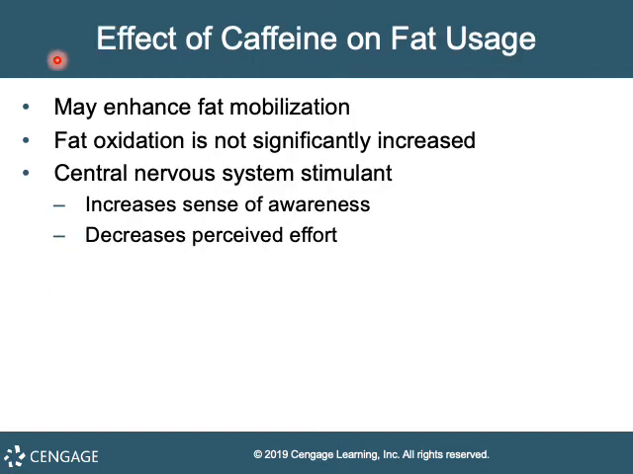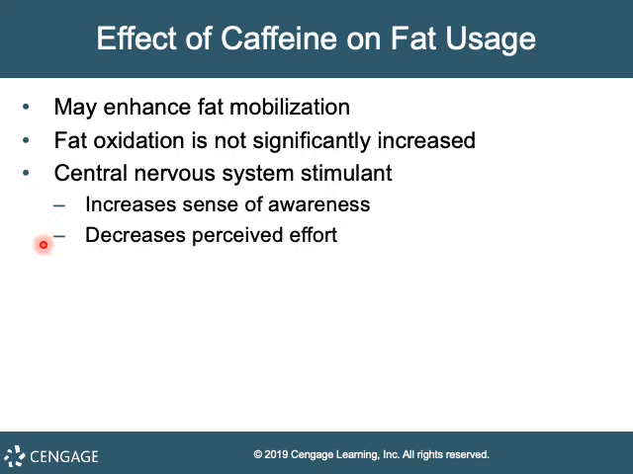Caffeine is known as an ergogenic aid and can enhance performance. And one way it can do that is its effect on fat utilization. It may enhance fat mobilization, however, fat oxidation is not significantly increased. It is a central nervous system stimulant, and therefore it increases that sense of awareness and focus, and can also help with a decreased perceived effort in training and performance.